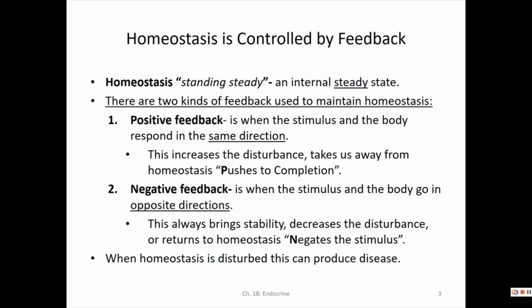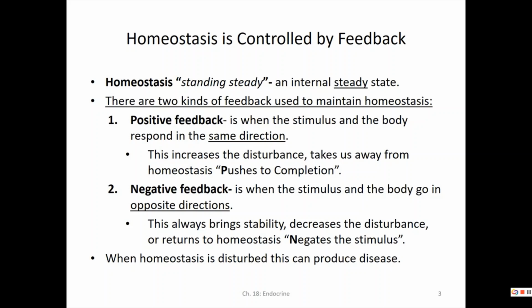Well, remember, there were 2 control systems in the body, the nervous system and the endocrine system. And the endocrine system is the one that does everything slow and steady. The endocrine system is one of the major systems to control homeostasis, keep us in a steady state. Now, there's 2 ways to do this. It's called feedback. And there's positive feedback and negative feedback.